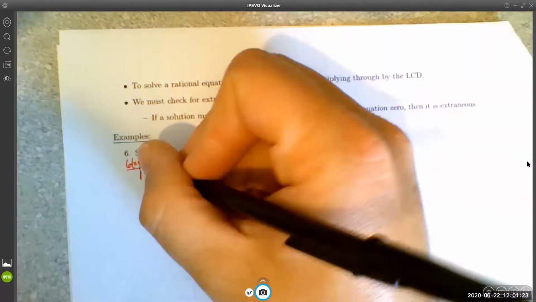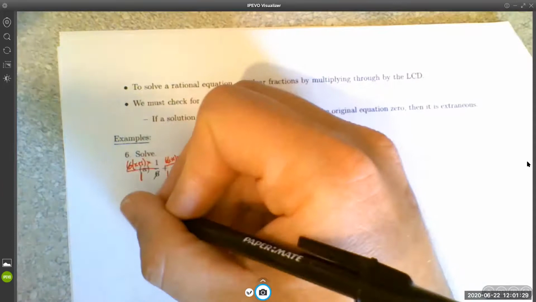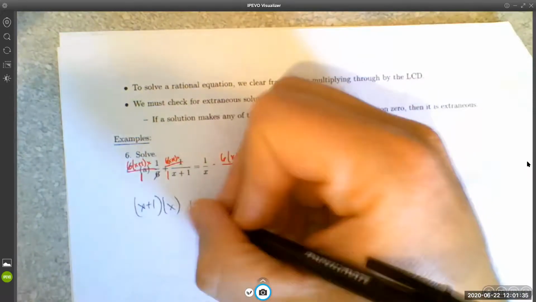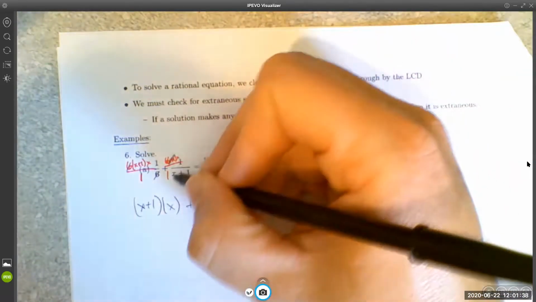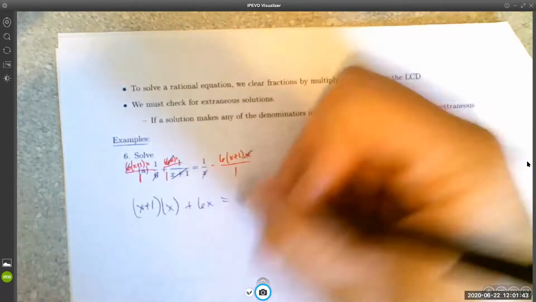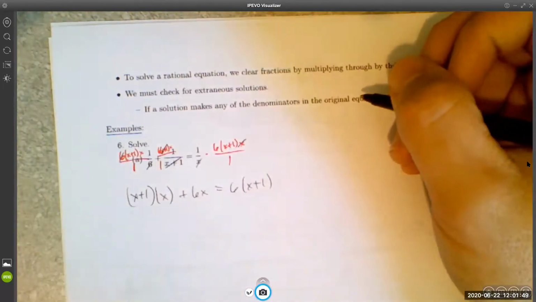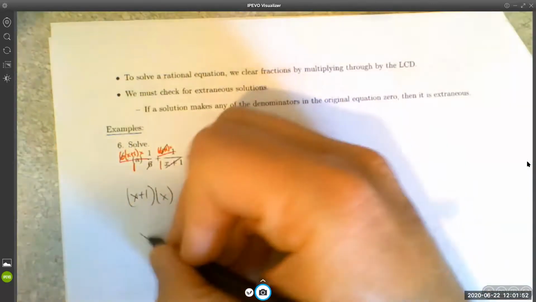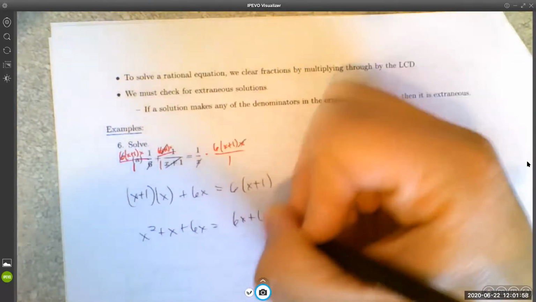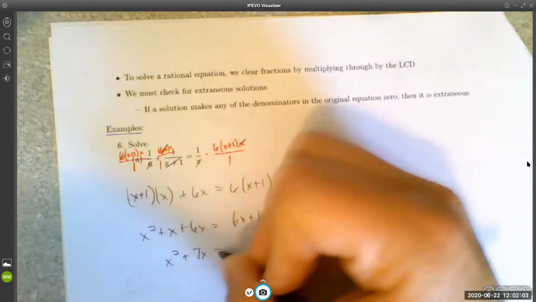So in the first term, the 6's cancel. We leave an x plus 1 times x times 1. In the second term, the x plus 1's cancel. They leave a 6x. And on the right-hand side, the x's cancel, and they leave 6 times x plus 1. And all of the denominators are cleared now, which is really pretty nice. So now we get x squared plus x plus 6x equals 6x plus 6. So x squared plus 7x equals 6x plus 6.